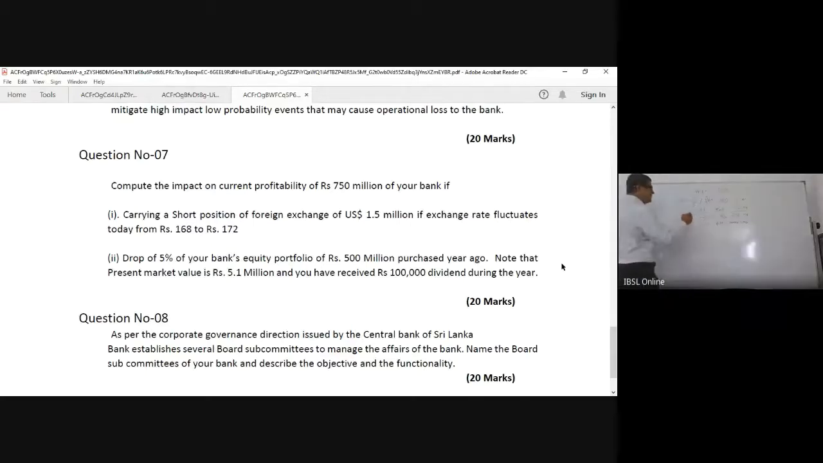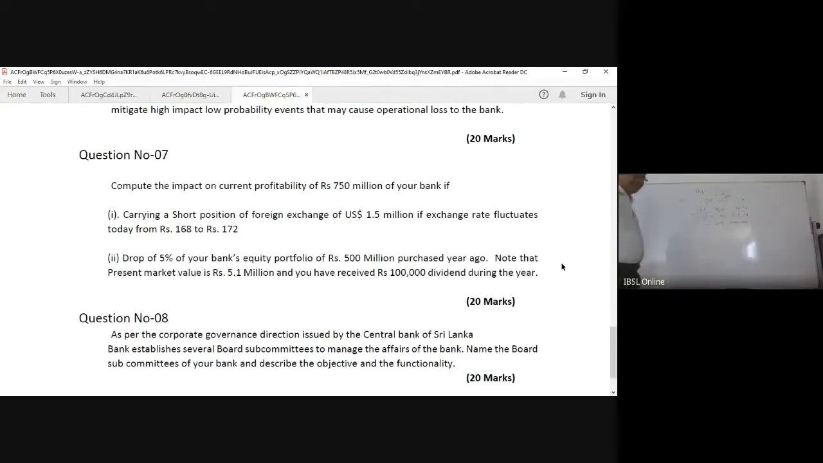So we have a 6 million loss. I put them under brackets, and as a result, now our profitability will be 744. So you have answered very easily the first part of the question and gained 10 marks.